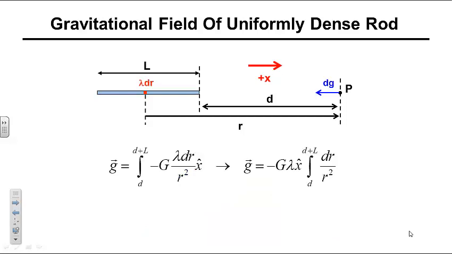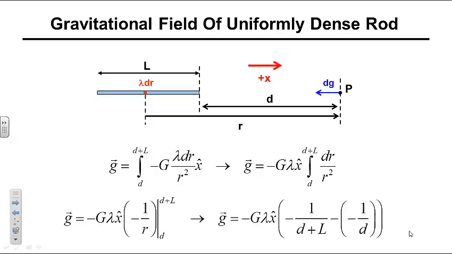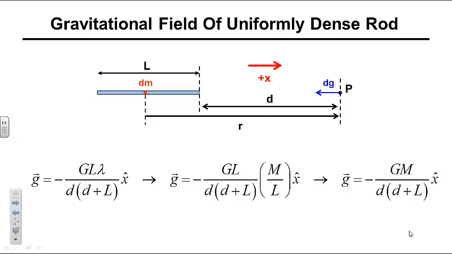As shown previously, we can express each infinitesimal bit of mass in the rod in terms of the rod's linear mass density and an infinitesimal bit of length along the rod. Since the rod is uniformly dense, its density is constant and can be taken outside the integral. The gravitational constant and the x hat unit vector are also constants. The resulting integration is straightforward. We arrive at our final expression by substituting the equation for the linear mass density of the rod.